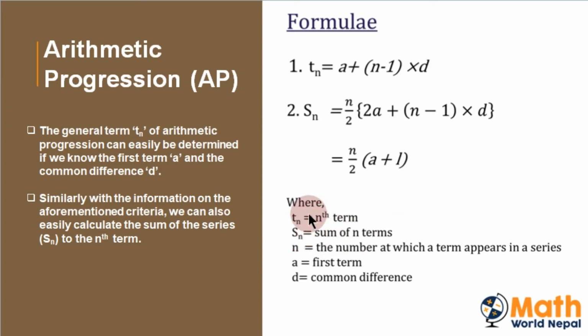To determine the values of the nth term and the sum of n terms, you need to know the first term, which is denoted by a, and the common difference, which is denoted by d. Now the nth term is given by a plus (n minus 1)d, and the sum of n terms is given by n by 2 times (2a plus (n minus 1)d), and on simplification we get n by 2 times (a plus l).